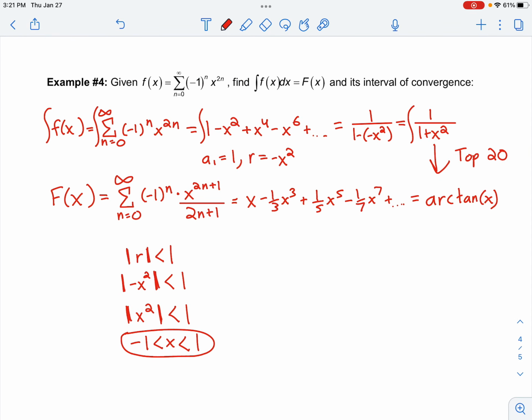Okay, so some unique uses here with these power series, and this is going to bring us into next week's lesson on a very fun topic called Taylor series.